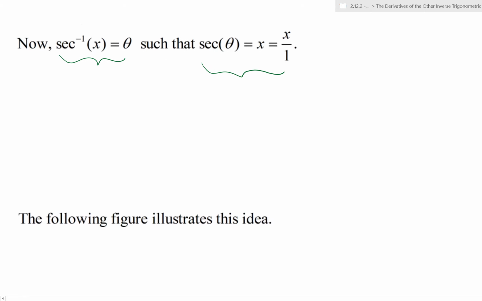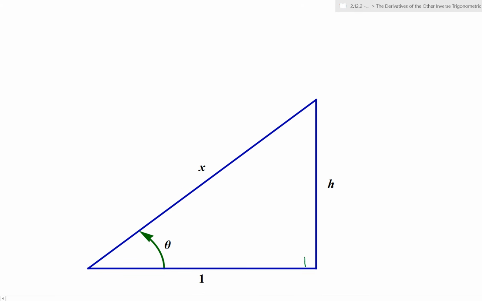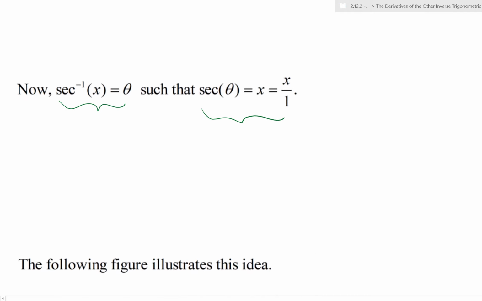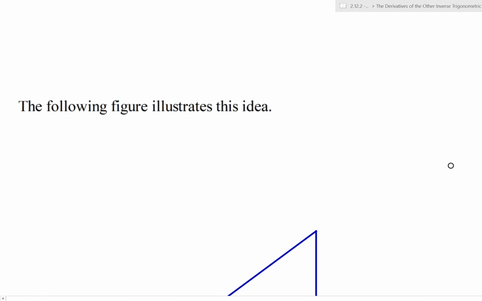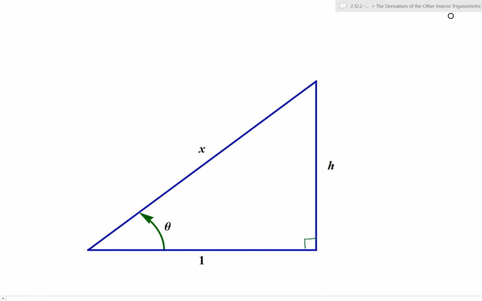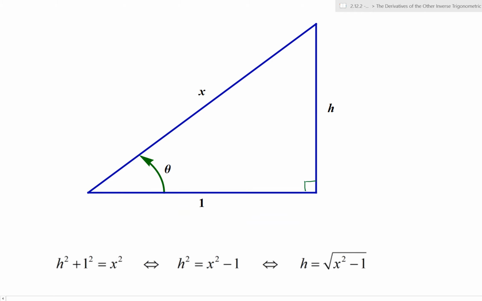So we can look at a diagram that illustrates this, and that is this right triangle right here, such that we have x as the hypotenuse and 1 is the adjacent side of this angle, where we do not know the opposite side of this angle. So remember just a moment ago what we were saying, secant of theta is x over 1. Well, that's just the same as the hypotenuse divided by the adjacent side, and hence we get this picture right here. Now, let's go ahead and find that opposite side.